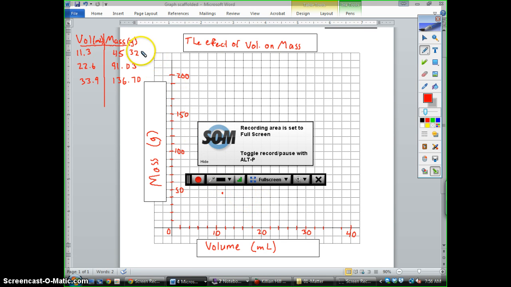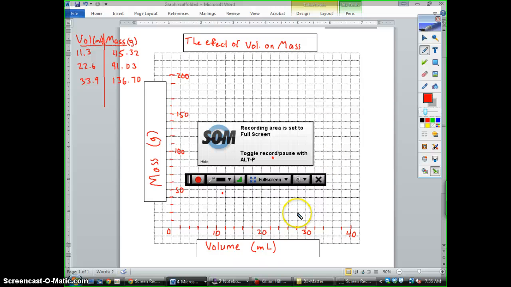Okay, so that corresponds to this data point, 11.3 on the horizontal axis, 45.32 on the vertical axis, and I had to estimate that. Okay, next data point is at 22.6, so a little bit past, there's 20, there's 22, a little bit past 22, and on the vertical axis it is past 90, just a little bit above 90. Okay, so I have to estimate about there.